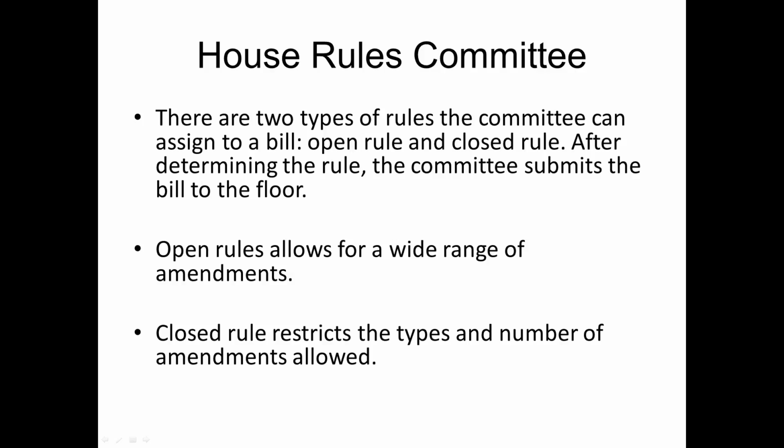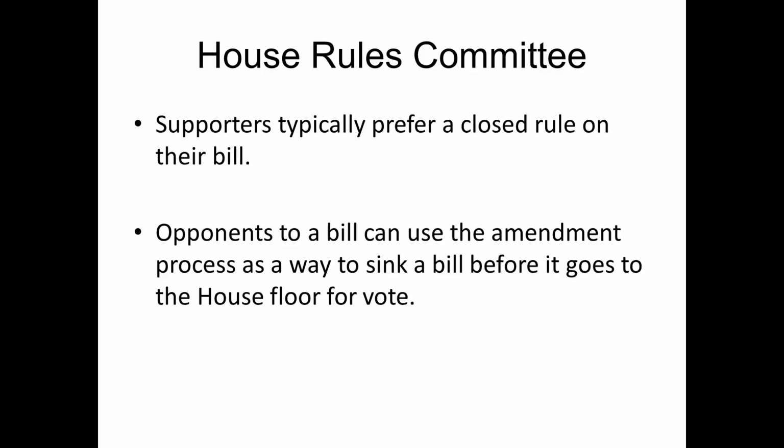So there are two separate types of rules that they can assign to any given vote. One being an open rule and the opposite being a closed rule. An open rule is one that allows for a wide variety of amendments. Open rules would mean that people have a lot of freedom in terms of the substance of the amendments and also the number of amendments that are considered. To the opposite end, a closed rule would be one in which the type and number of amendments is greatly restricted, few in number, and have to be relevant to whatever the policy is that's being considered by the legislation.